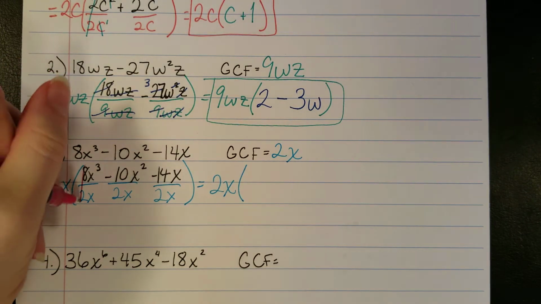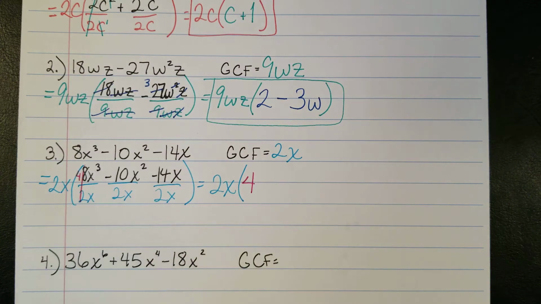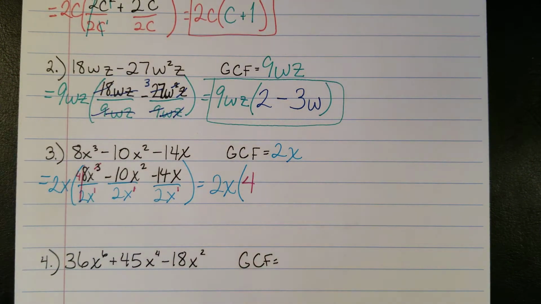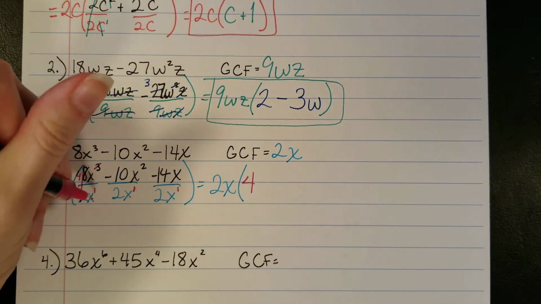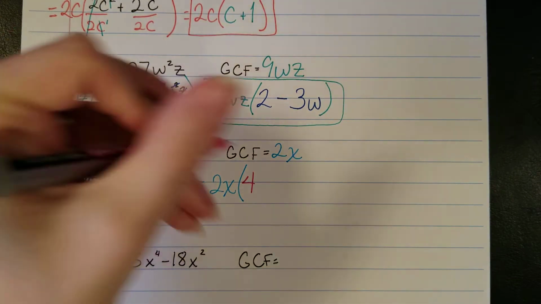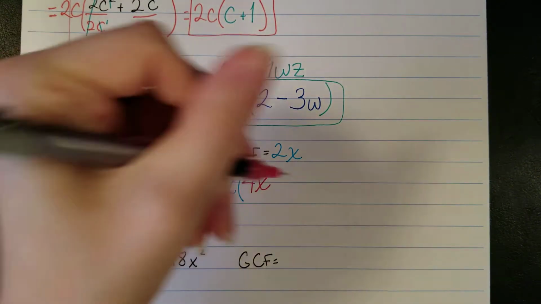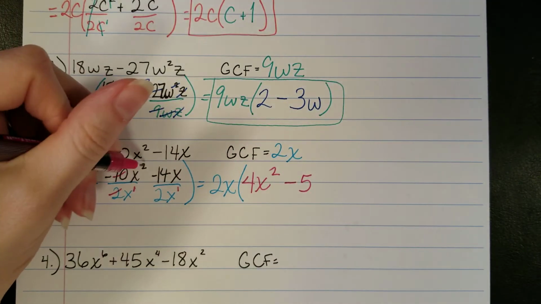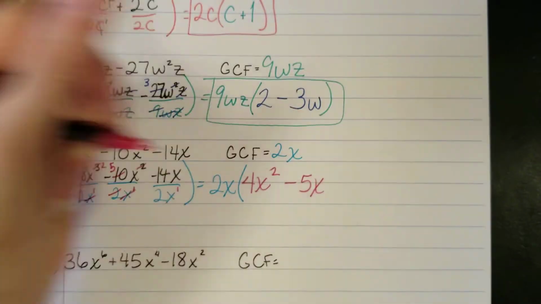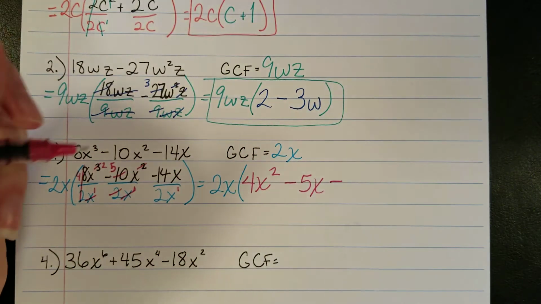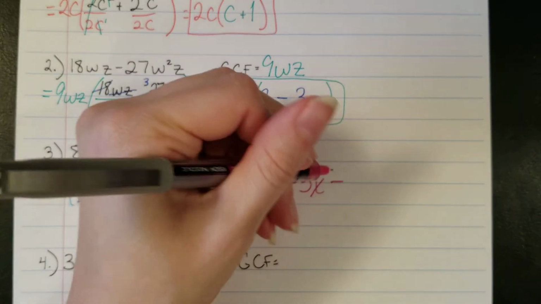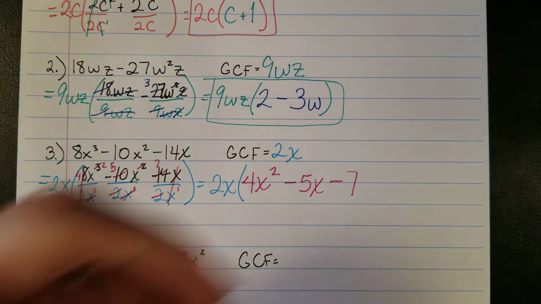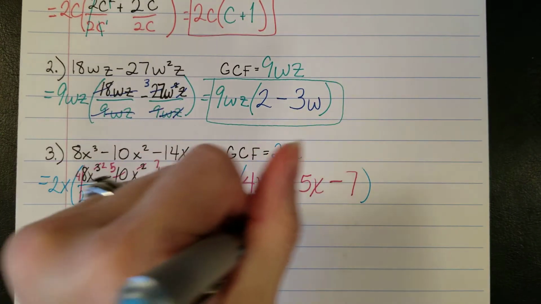So 2 goes into 8 4 times. And that's an invisible exponent of 1 there on the x. So 3 minus 1 is 2, so that'll be 4x squared minus, so 2 goes into 10 5 times. And then one of the x's cancels out, and it's 5x minus 2 goes into 14 7 times. X cancels all the way out. And that's my final answer.